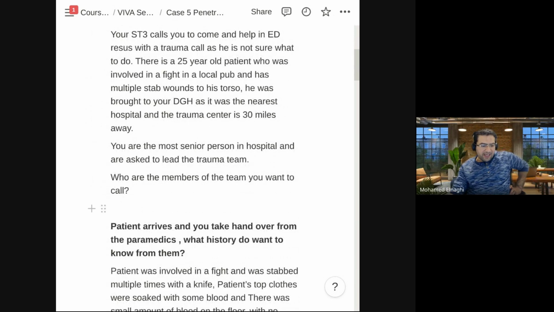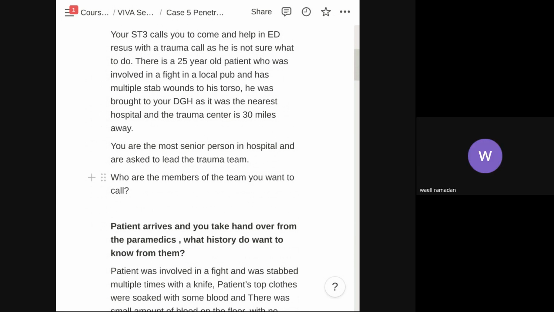Patient arrives and you take handover from the paramedics. What history do you want to ask or know from them? Okay, so I would ask them about the details of the patient, if they knew his medical history, about the incident, how it happened, how they found the patient, was he lying on his back, and how he was lying when they found him, the mechanism of the trauma, how he has been stabbed, and what incidents happened at that time.